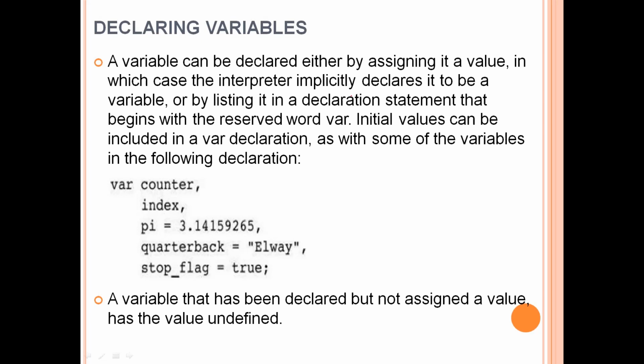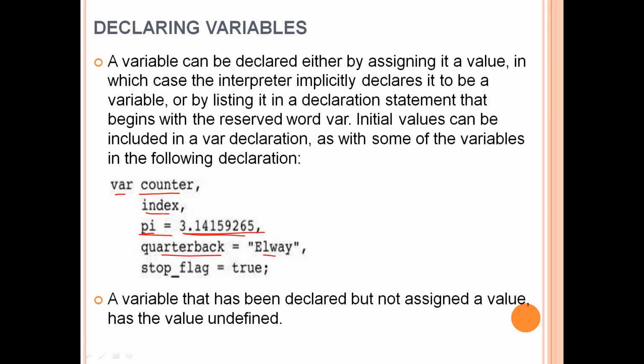So you can have a variable like this. You can declare var counter, comma, index, then pi with some value, or any other variable with value. Now you can see in this example the type of these variables are different. One is of type string, another is of some different type. The type of variable pi here, you can see the value which is assigned, it is a numeric value.